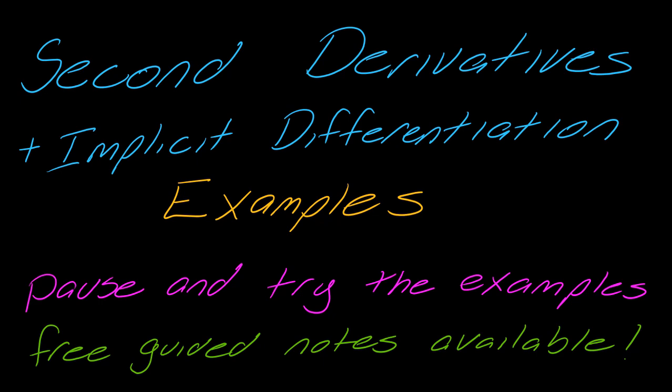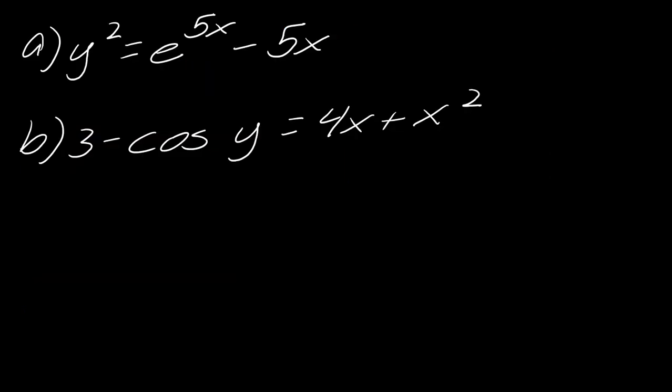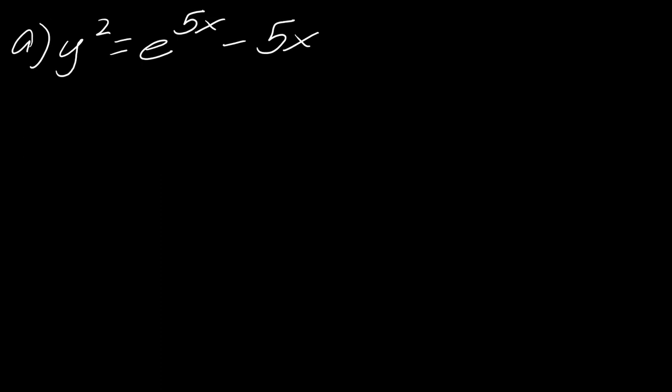So this is a video for second derivatives with implicit differentiation, and we're just going to go straight to these two examples. I'm assuming you know the basics of this. If you don't, and you want a more basic example just to see the breakdown, I highly recommend you check out my lesson video. So these are going to be a little tough, okay?